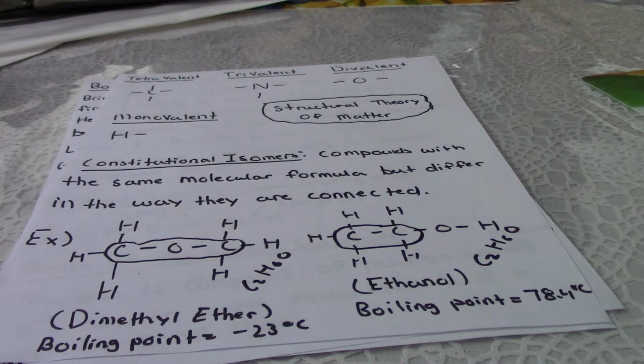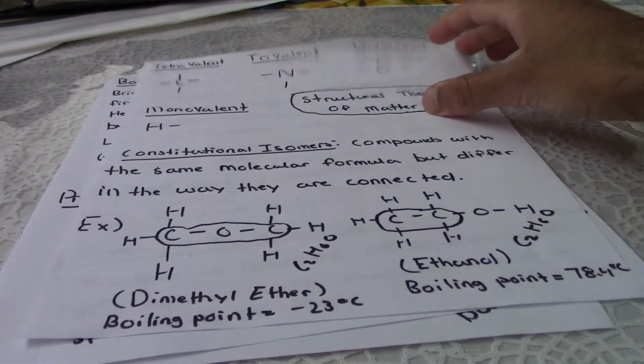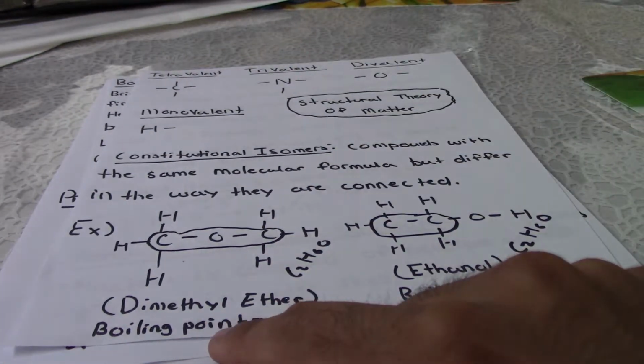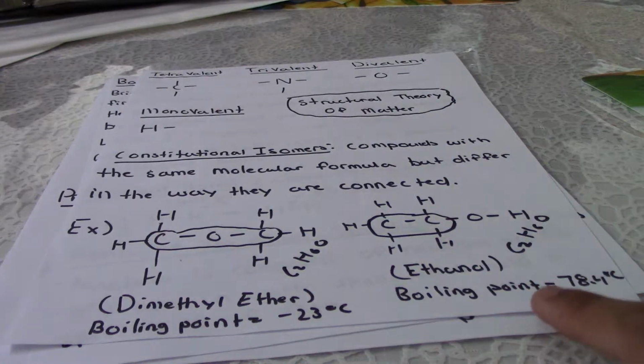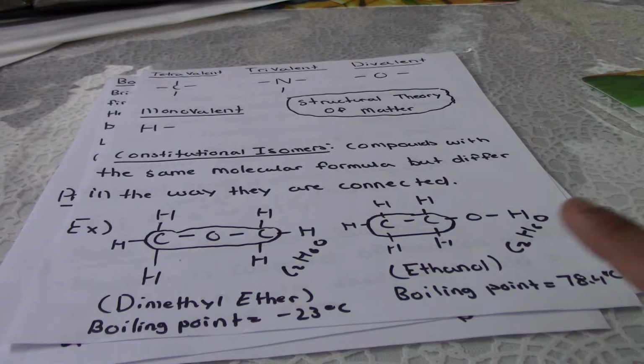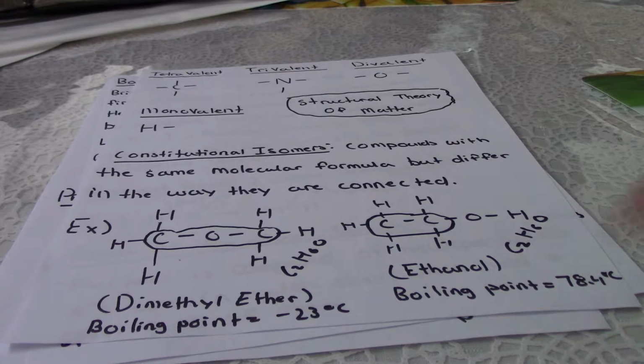And you might have noticed why I have the boiling points written for each of them. So the boiling point of the dimethyl ether, negative 23 degrees Celsius. The boiling point of our ethanol is 78.4 degrees Celsius. And the reason I wrote that down is because the key thing that I want you guys to understand, besides understanding the definition of a constitutional isomer, is that they have different properties. Yes, they may have the same molecular formula, but that arrangement of atoms changes the physical properties of the compounds.